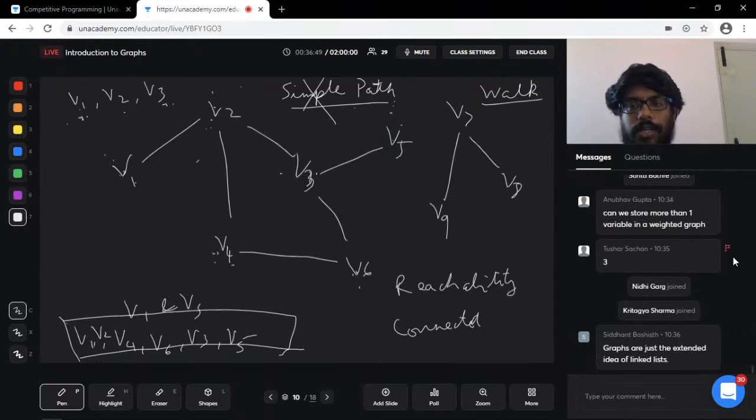Yes, you can do that. You can have multiple weights in an edge. That's pretty easy to do. There is no issue with that.